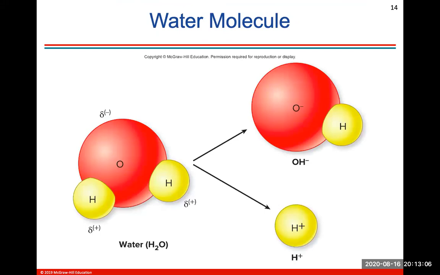So this is what water looks like. H2O: the O is in the center with the hydrogens on the other side, and you can see how oxygen has a more negative charge. So the negative charge will be on this side of water, and the positively charged hydrogens are over here. So it has this polarity to it where one side is more negative and one side is more positive.